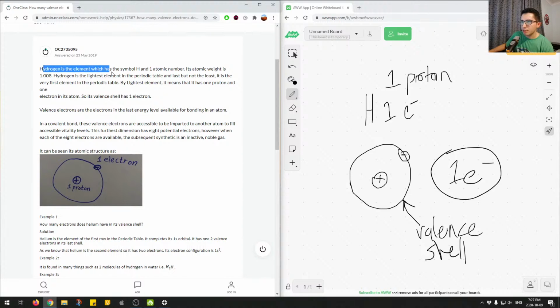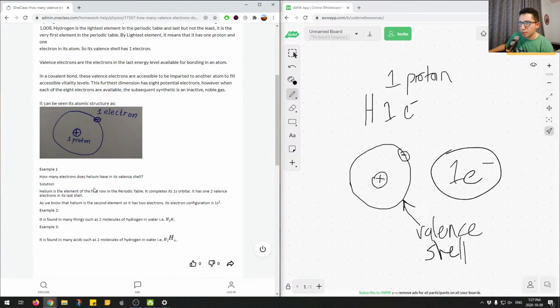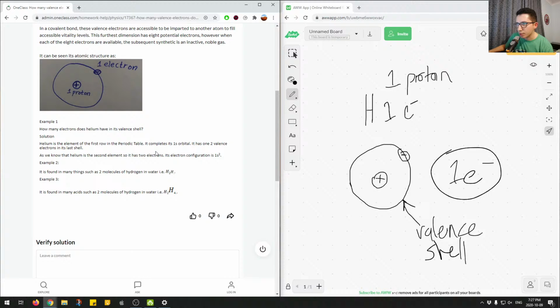So hydrogen is the element which has symbol H with 1 atomic number. So they present the correct solution. Here they give helium as an example. Here it has 2 electrons. So they present the correct solution.